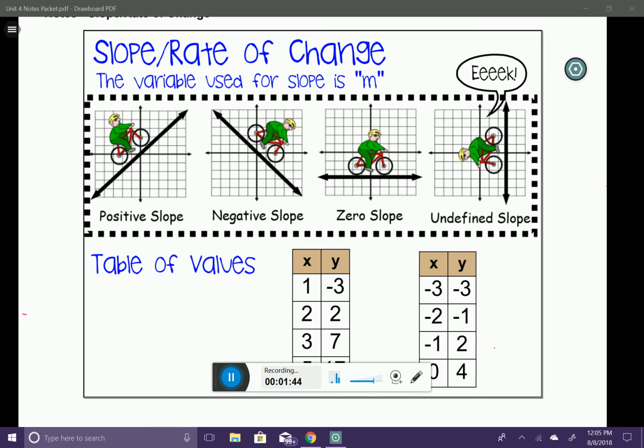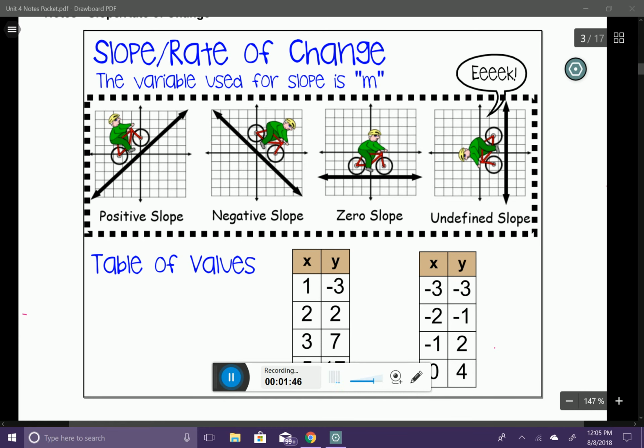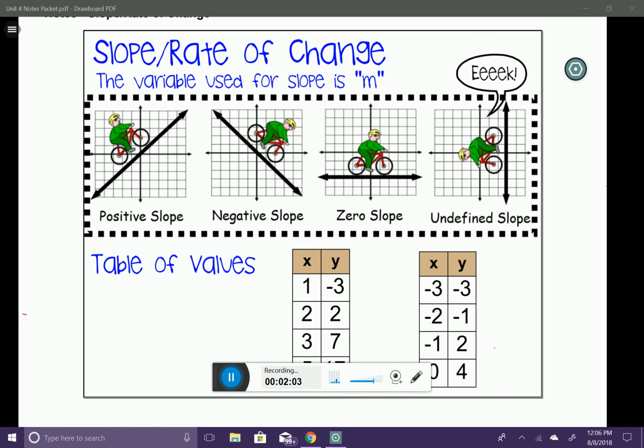And then you have the last type of line, and this is called an undefined slope. And the best way I can represent it is this little biker. And as he bikes down an undefined slope, it is undefined what's going to happen to him, right? So those are the four different types of slopes we're going to be working with, and we're going to be calculating them as we go along in the section.